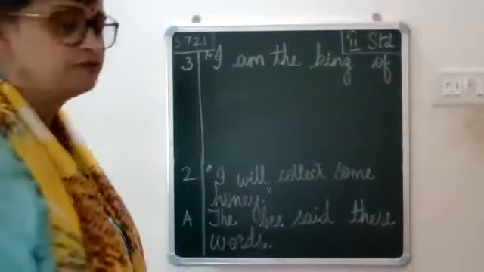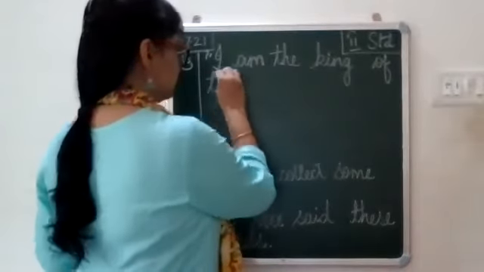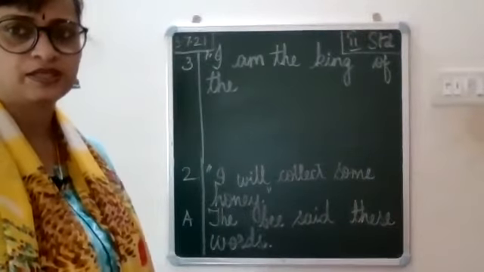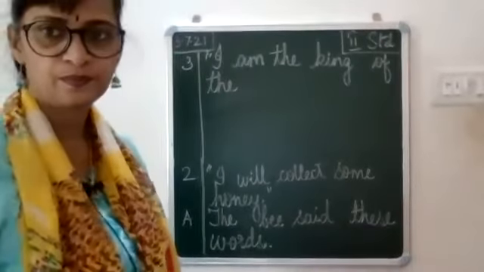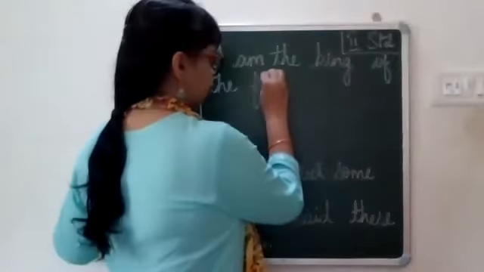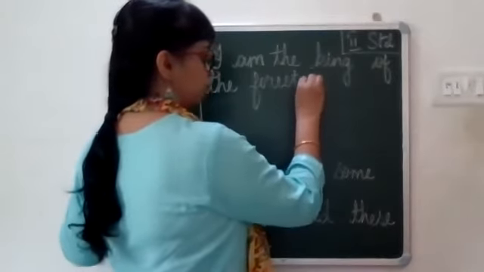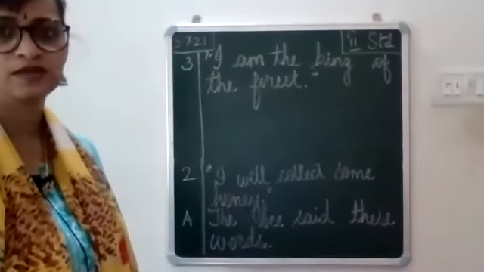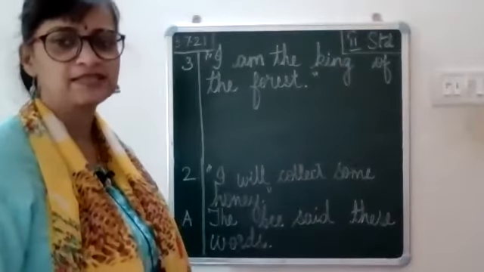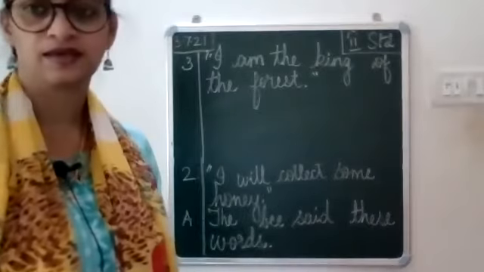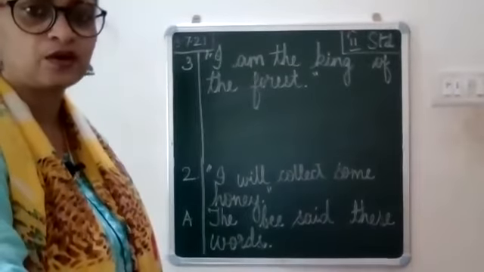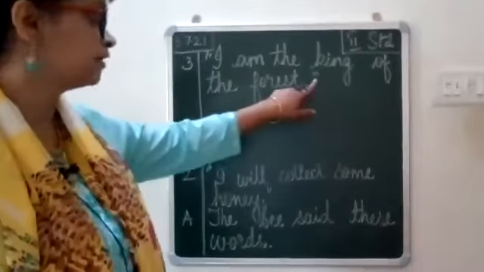I am the king of. Leave a finger space. Write down T-H-E, the. I am the king of the. Leave a finger space. Write down F-O-R-E-S-T, forest. And then put a full stop and close the quote. Yes, the answer is lion. Very good. Okay, all of you have written the question, taken down this. I am the king of the forest. Put a full stop and then put double quotes.